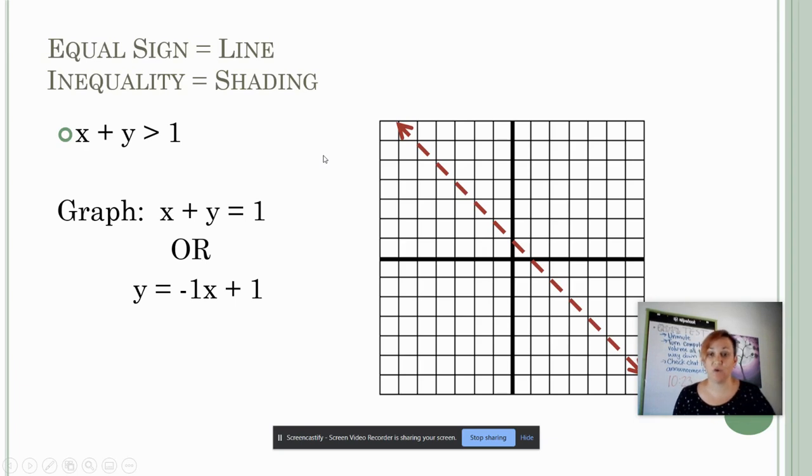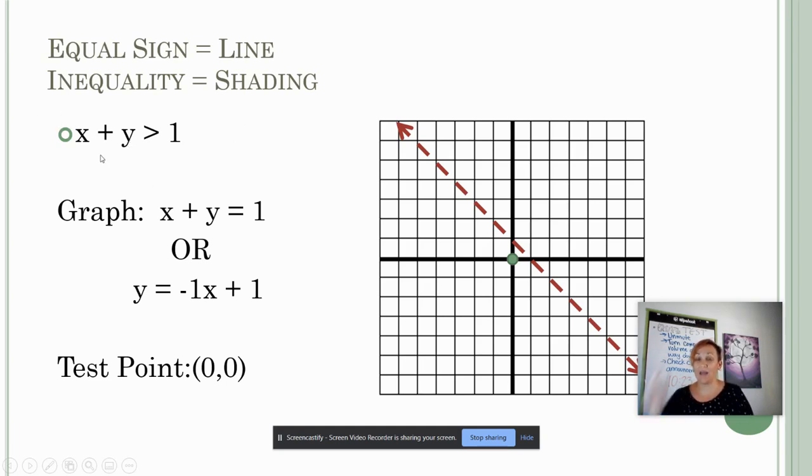When choosing a test point, it needs to be a dot that is somewhere not on the line that you drew. We want to test somewhere in the white space. Whenever possible, it's best to choose 0, 0 because plugging in the number 0 to an equation is just so much easier than plugging in another number. So I'm going to use a test point 0, 0. That's 0 for my x and 0 for my y. And I'm going to plug it into the original inequality. And I'm looking to see, is this true or false? Does it work or does it not work?